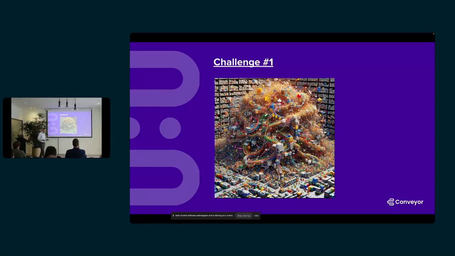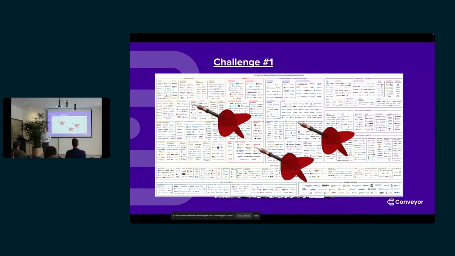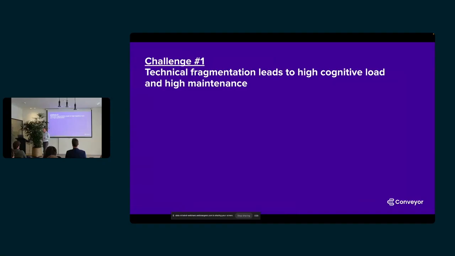You have way too many systems, way too much complexity, way too much technology. And it's understandable, right? This is how the data landscape looks today. Personally, I often have the feeling that every time we have a problem, people are just firing darts, picking random technologies and adding them to the stack. So the first challenge we see at a lot of organizations is technical fragmentation. Too much technology.